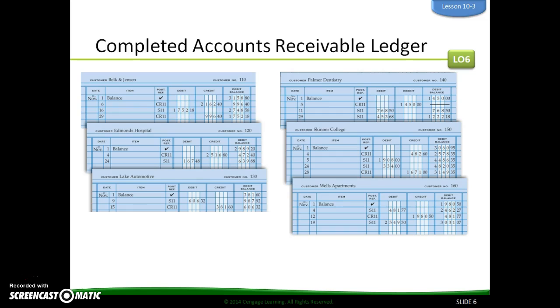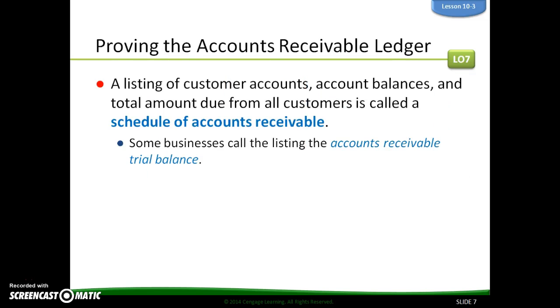We have our completed accounts receivable ledger, and remember, this is the breakdown of all of our individual accounts receivable that feeds into our total accounts receivable ledger. Listing all of the customer accounts, the account balances, and the total amount due from all of our customers is called our schedule of accounts receivable. Sometimes we call it the accounts receivable trial balance. It's a really nice report to have because we can look in one location at where all of the money that is due the company is listed.